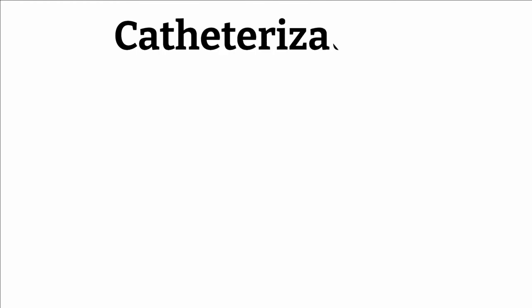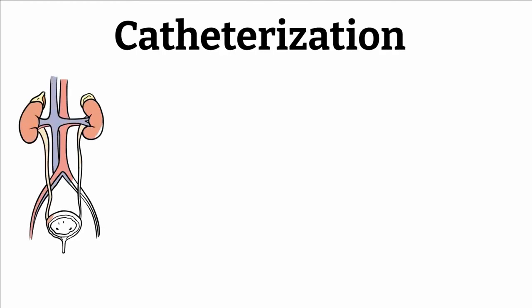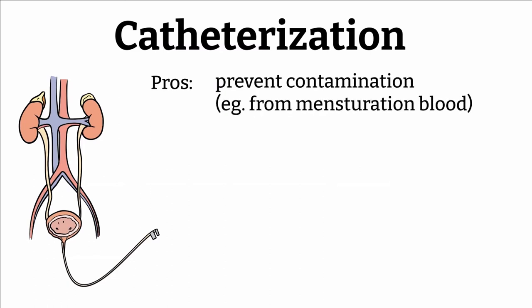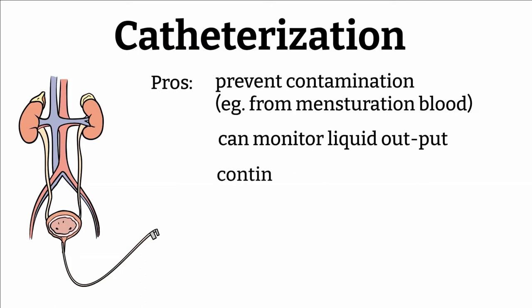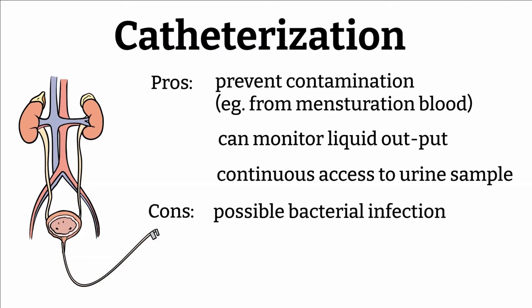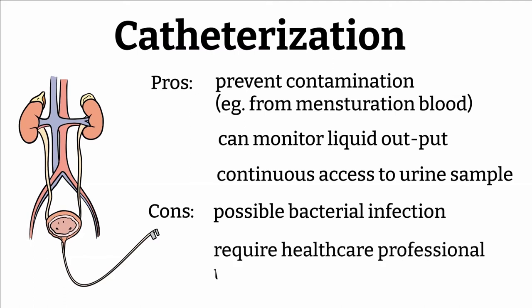Up next is urine collected by catheterization. This is usually done with patients who have difficulty lifting themselves. It is also sometimes used for female patients to avoid contamination like menstrual blood. Another benefit of urine collection by catheter is that once inserted, we can monitor the patient's urine output and also have continuous access to urine samples. Even though this method could avoid contamination, the procedure of inserting the catheter could introduce bacteria and cause infections if not done properly. Due to the difficulty of the collection method and potential danger, catheterization is not routinely used.